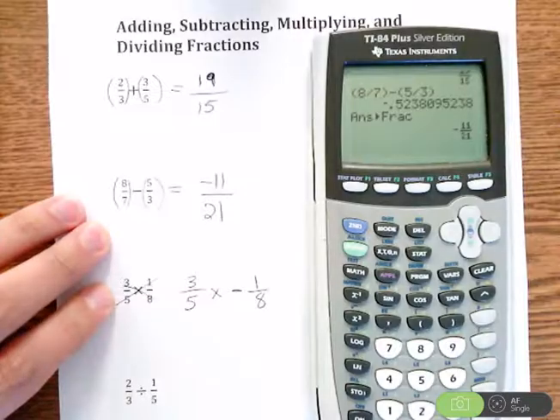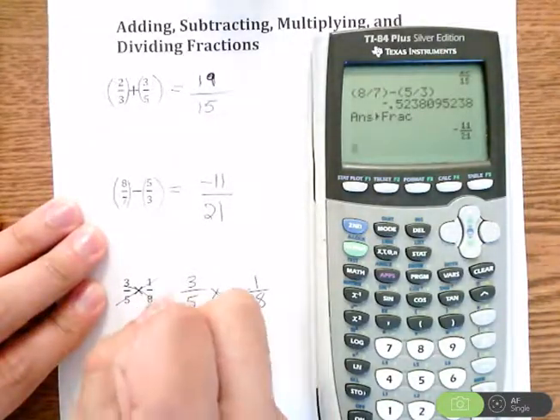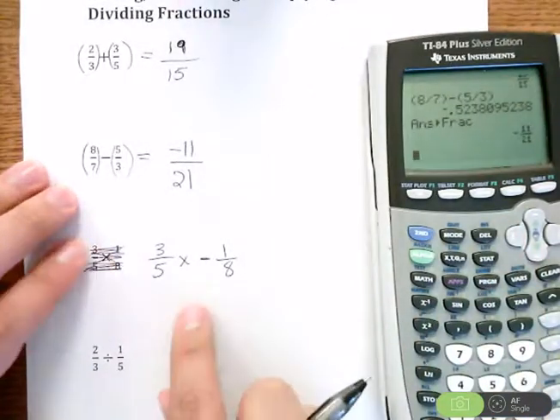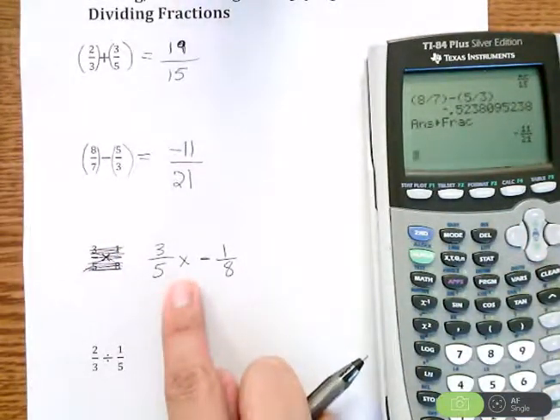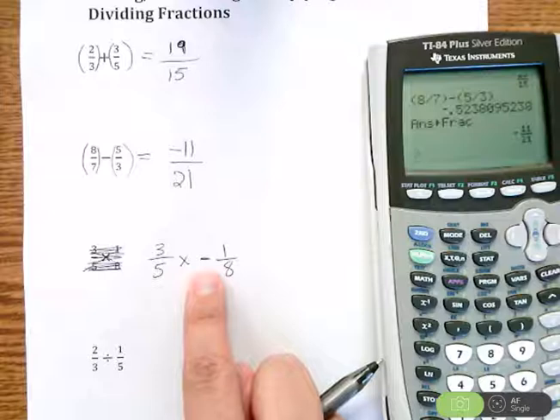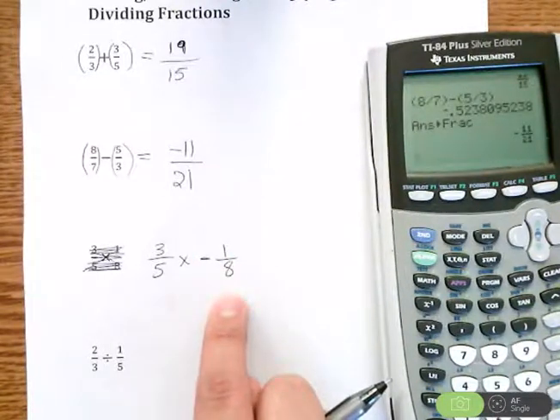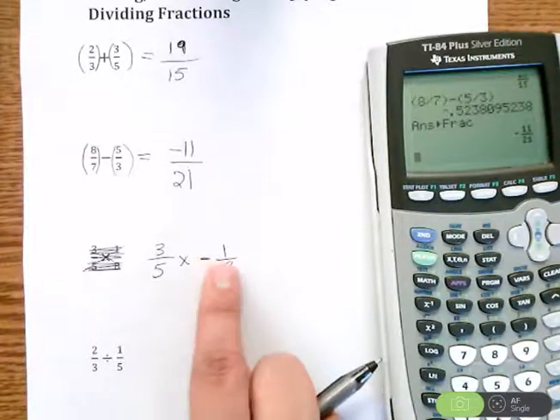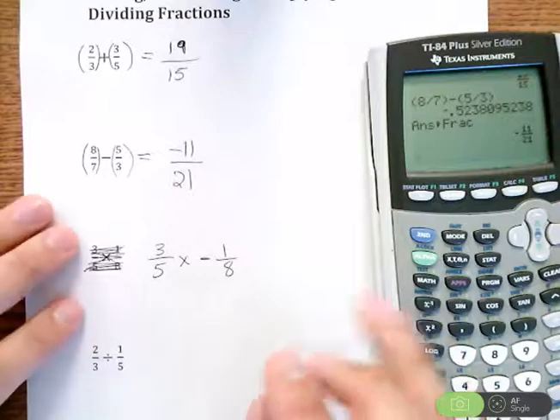Now you'll see this third problem down, I changed a little bit because I want to point something out to you. This next one I have 3/5 times negative 1/8. So this is my math operation, so that means this is a negative. And a lot of times students see this and they say, well, it's right in the middle, I don't really know what to do with it.